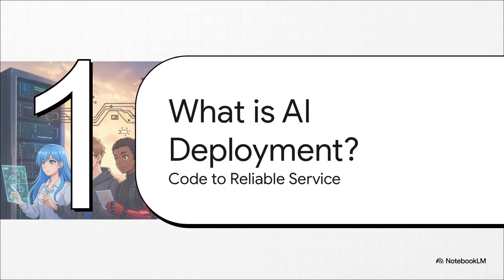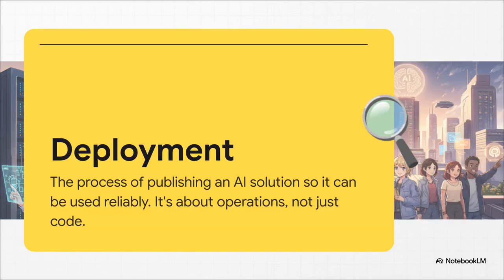So, first things first, what is AI deployment really? It's all about that journey from code that works on your machine to a service that works reliably for everyone, everywhere. To put it simply, deployment is the whole process of getting your AI solution out there in a way that people can actually depend on it. And this is the key point. It's not just about uploading code. It's about Betrieb. It's about operations. It's about building and maintaining a service that lives and breathes on its own.